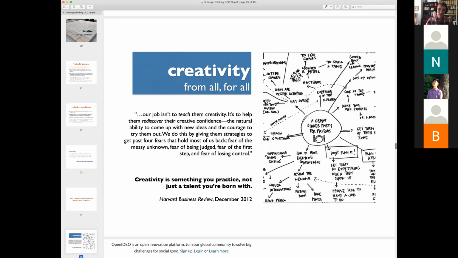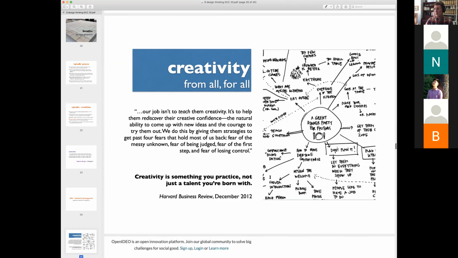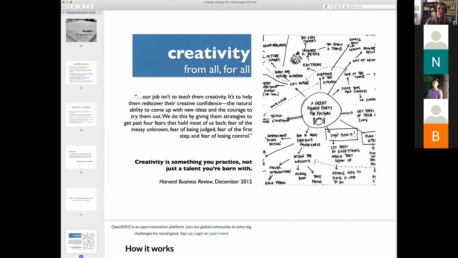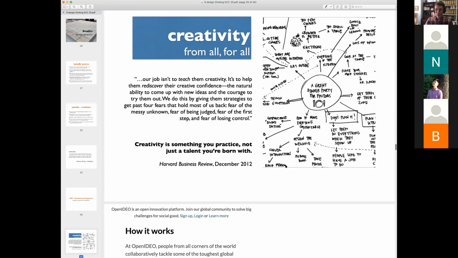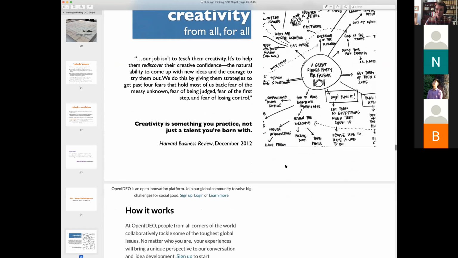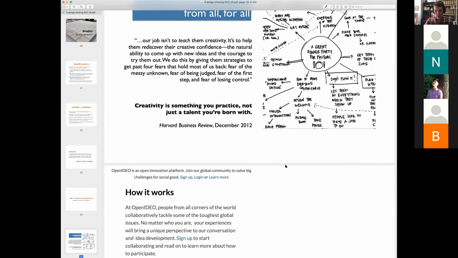And the Kelly brothers have written a great book called Creative Confidence, which is actually one of the books we read in my third-year seminar. I have on my shelf up there a copy signed by Tom Kelly, and I strongly recommend that you read the book if you're interested.